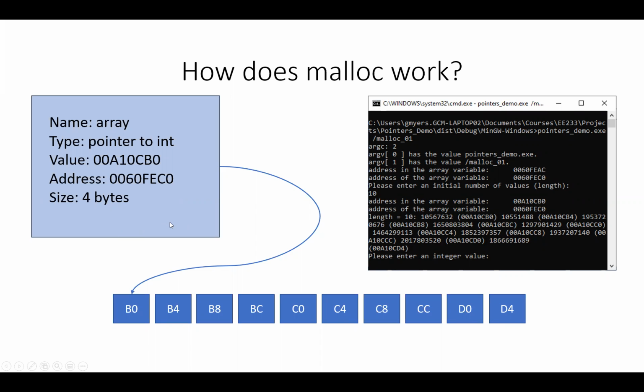Okay. And then continuing on with this, you'll notice that the address of our variable itself is FEC0. That is the address of this block of memory that stores the array variable. So this is the location of this block of memory, and essentially it stores a value that points to another block of memory.